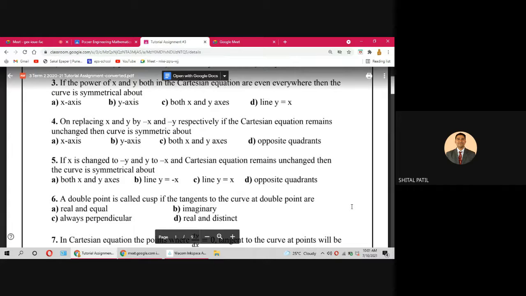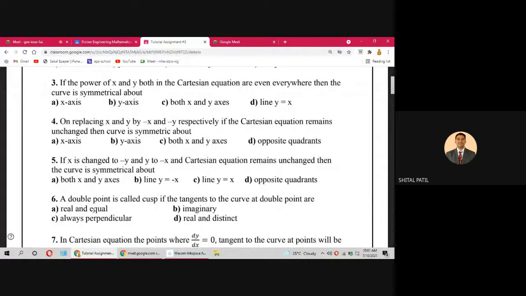Question number 6. A double point is called cusp. Yes, two different double points are there. One is cusp and other is node. So what is cusp? The tangents at the point of intersection are coincident, same tangent. So real and equal, this should be the answer. Tangents to the curve at double point are real and equal. Okay, next.